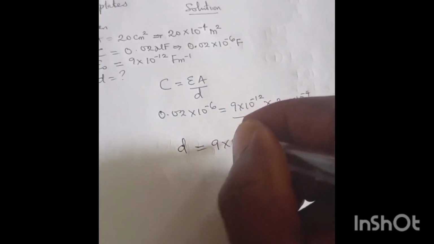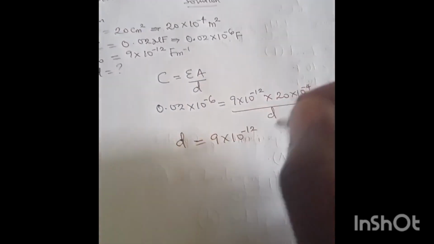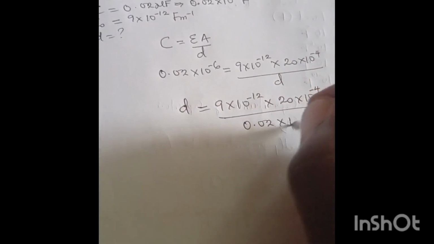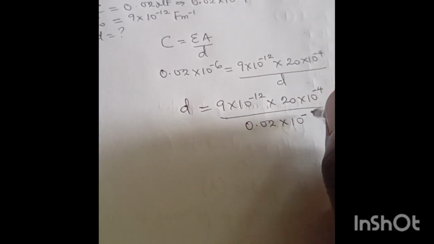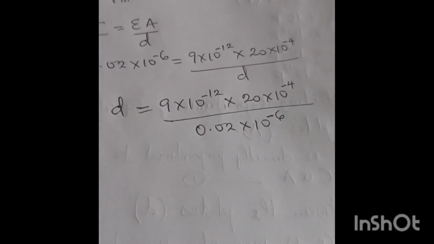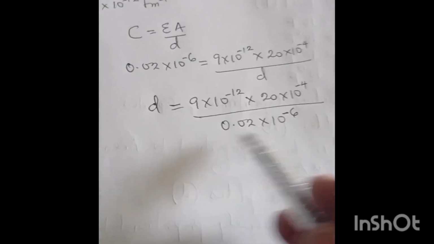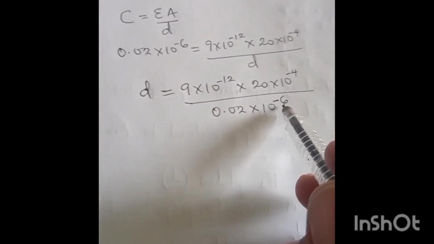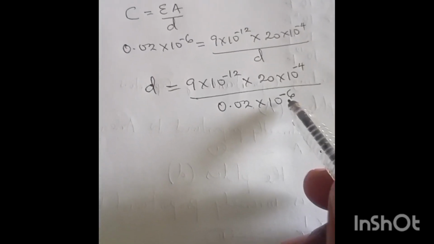So putting it together, 9 times 10 raised to the power minus 12 times 20 times 10 raised to the power minus 4 over 0.02 times 10 raised to the power minus 6. We are very sound in indices, which you need to be, because there are some exams you write with their calculators. These things are very simple. I can turn this one to standard form. This is minus 2. It will be added to this one, becomes minus 8. That is indices and standard form working together.